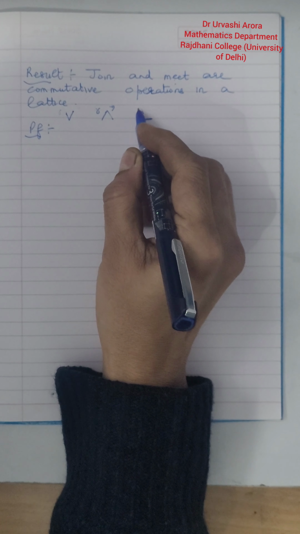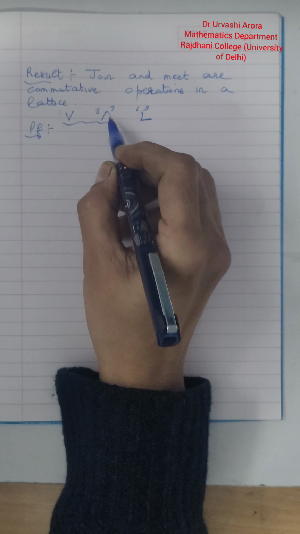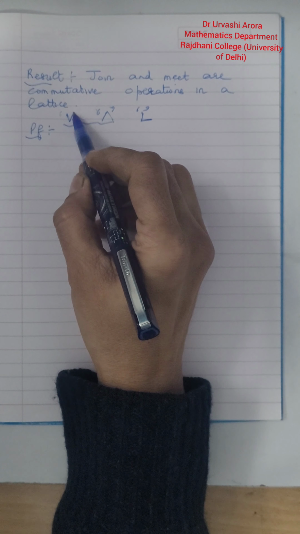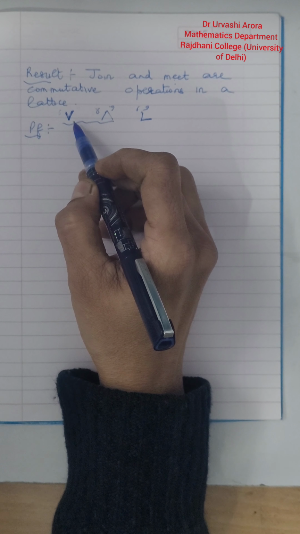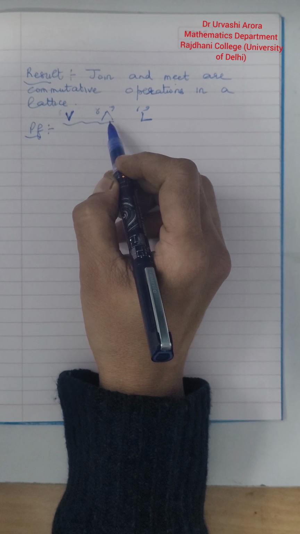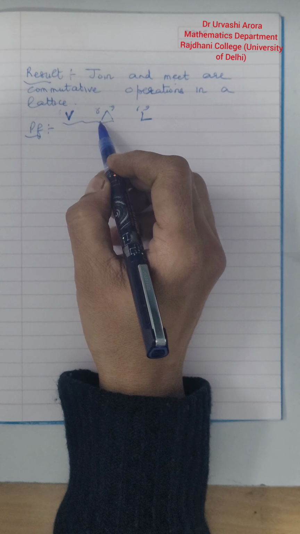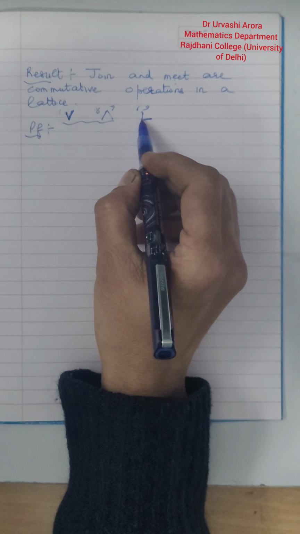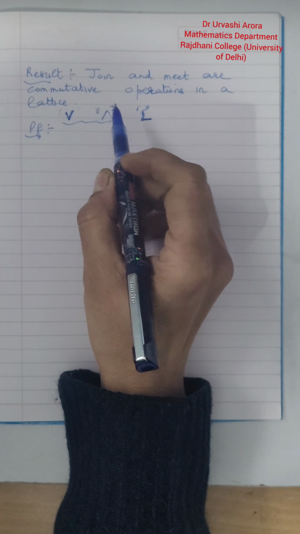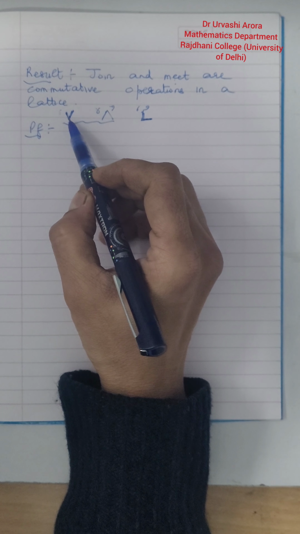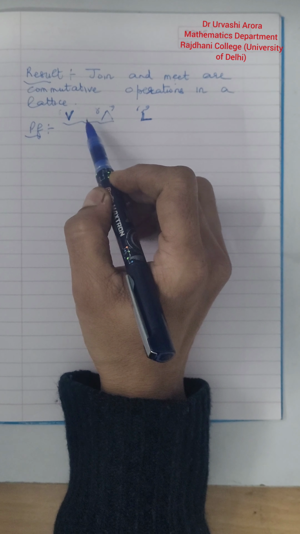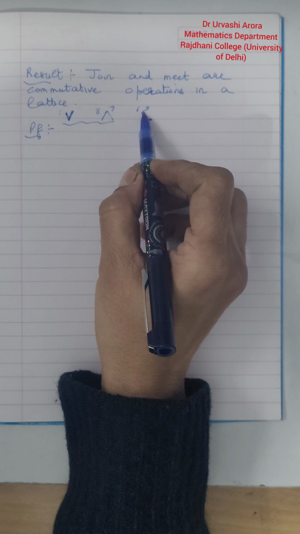So we just have to show that join and meet are commutative, where the join of two elements is defined as the supremum of the two elements in a lattice, and the meet of two elements in a lattice is defined as the infimum of the two elements. And in the lattice L, we can always talk of the supremum and infimum of a pair of elements. So join and meet are valid, well-defined operations in a lattice L.